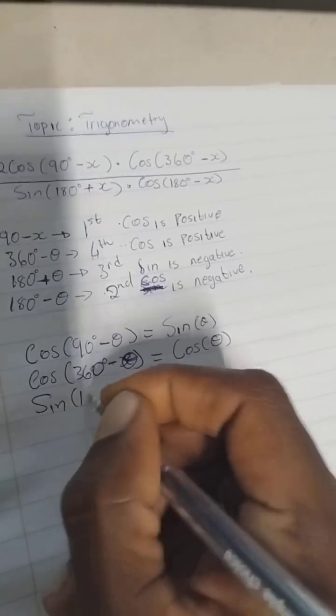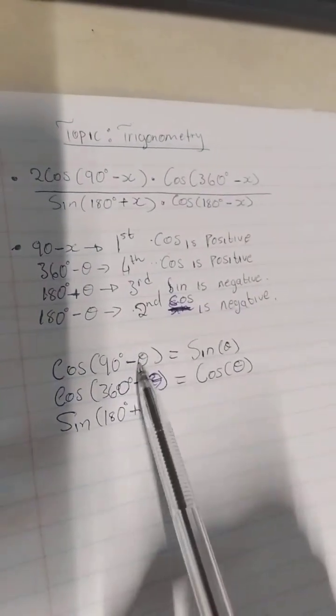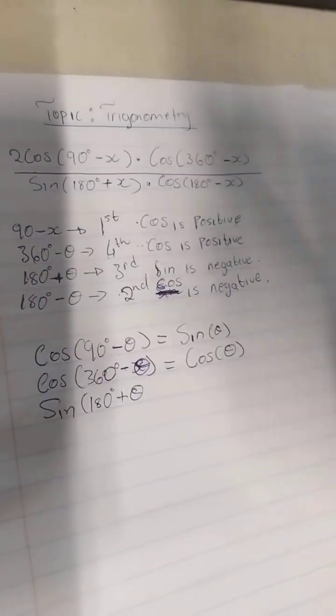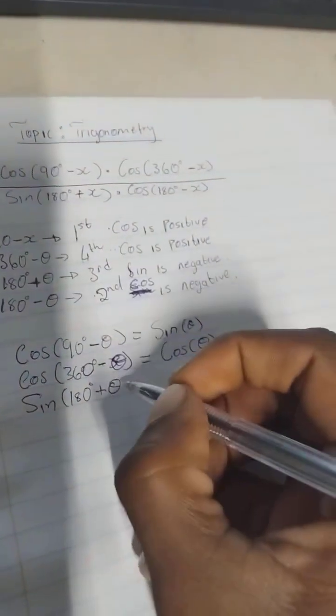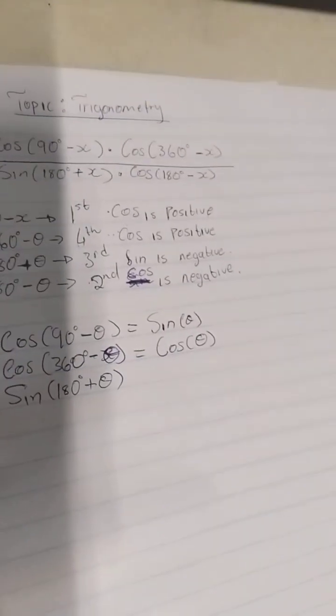Let's do this one. Sine 180 degrees plus theta. Guys, theta is x-ish because I didn't want to scratch and start over, but theta is similar to x, it's the same thing. It's fine. So someone is saying it's negative sine theta. Can I get a confirmation?